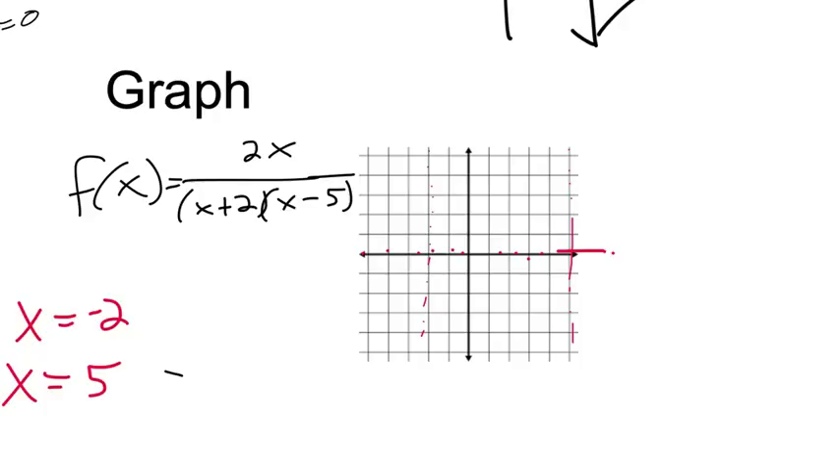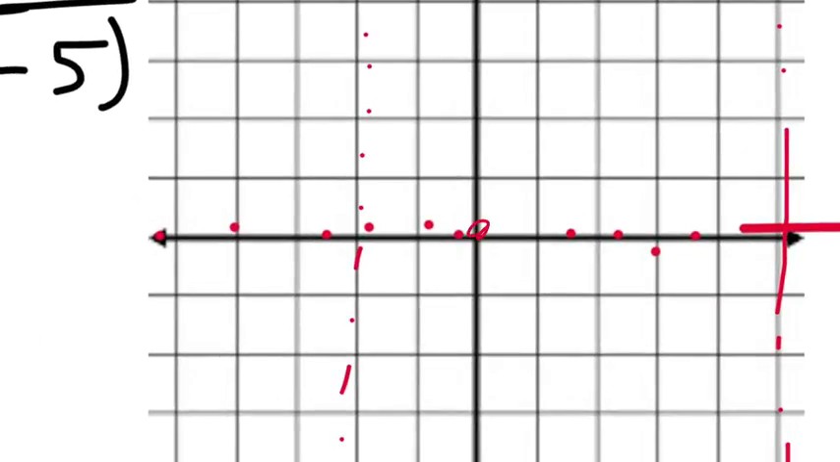Another thing you can usually quickly get is the y-intercept, which is where the graph crosses the y-axis. And that's found simply by plugging in x equals 0. So if you plug in 0 into this, you get 0 on the top, and 0 plus 2 gives you 2, 0 minus 5 gives you -5, 2 times -5 gives you -10. So 0 divided by -10 gives you 0. We know our graph is going to cross here.